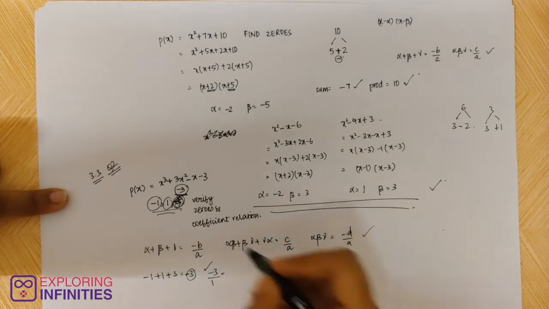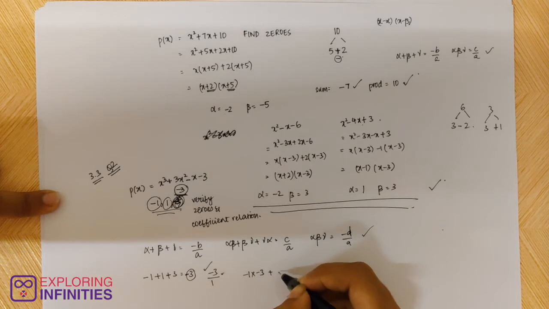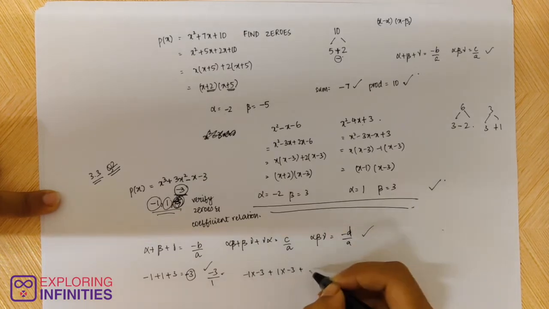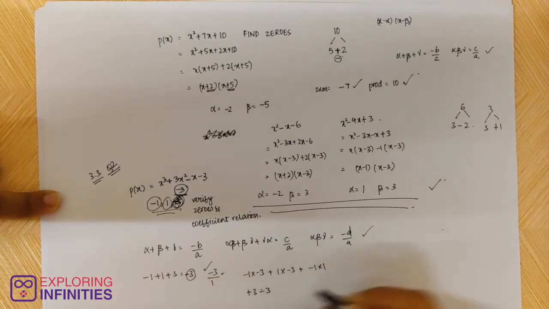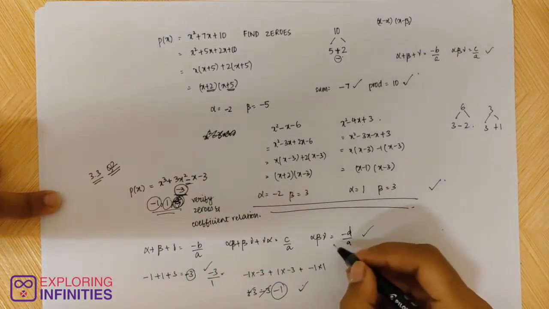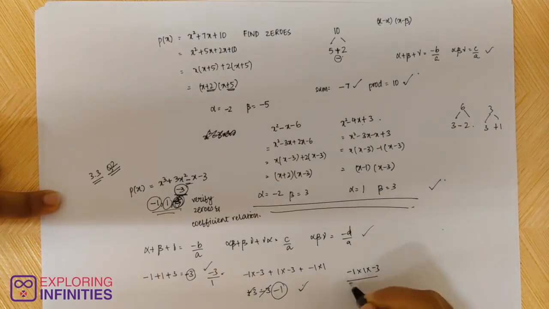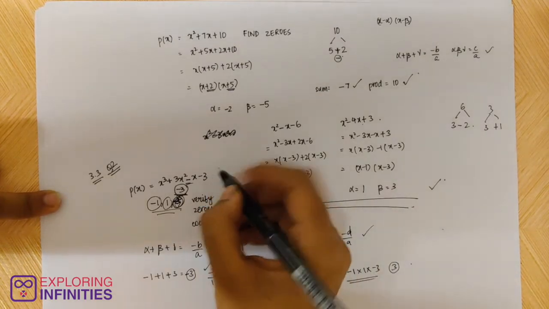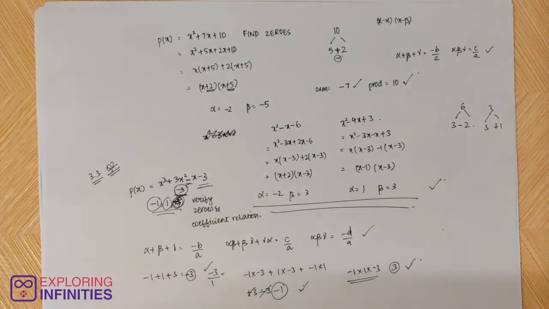So it's verified. Alpha beta plus beta gamma plus gamma alpha is minus 1 into minus 3 plus 1 into minus 3 plus minus 1 into 1. So that will be plus 3 minus 3 minus 1. So this is minus 1. So that is c by a. So it's verified. Alpha beta gamma will be minus 1 into 1 into minus 3. So that is 3. So that is also minus d by a. So this is also verified. So this is how you solve questions like this.